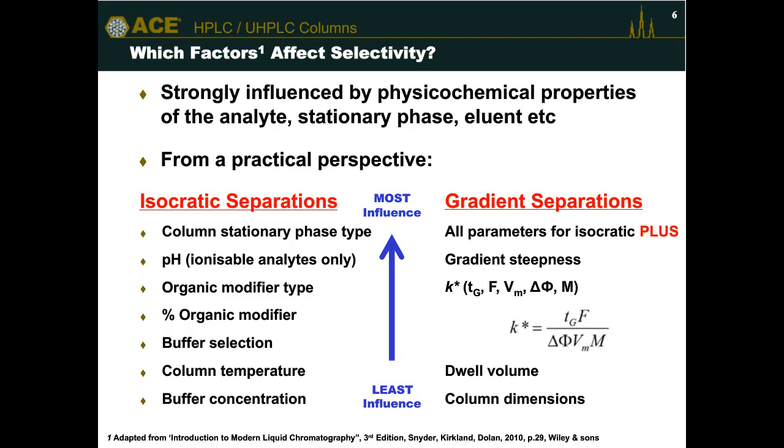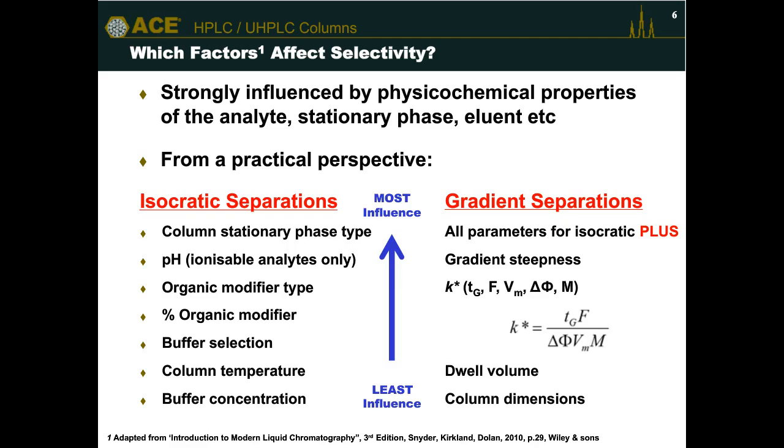On the right-hand side of the slide, we have gradient separations, gradient elution chromatography, very common nowadays because many of the samples we receive have different hydrophobicities, different lipophilicities, and so we need to change the percentage organic in our mobile phase to elute everything in a reasonable time frame. For gradient chromatography, the parameters on the left, of course, are just as important as for isocratic analysis, but we have some additional parameters specific for gradient chromatography.